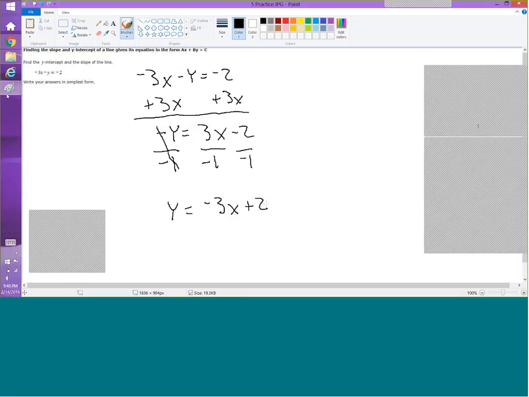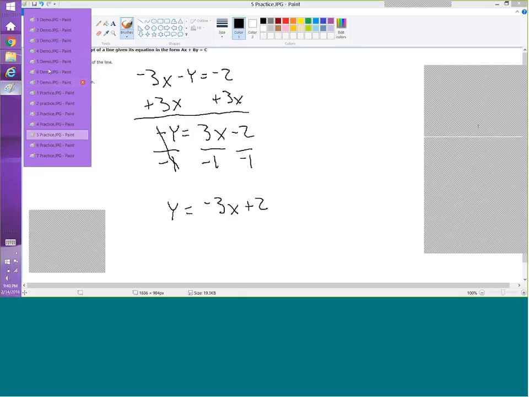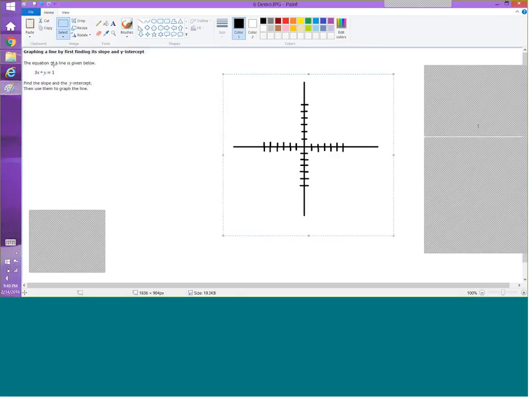All right, good. Let's get to problem number 6 here then. The equation of a line is given below. Find the slope and y-intercept, then use them to graph the line.